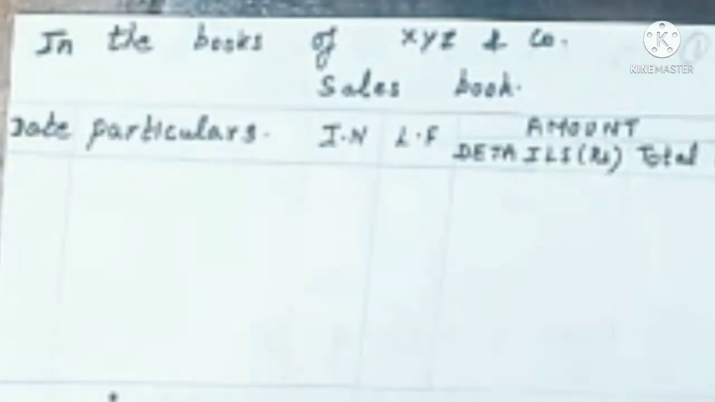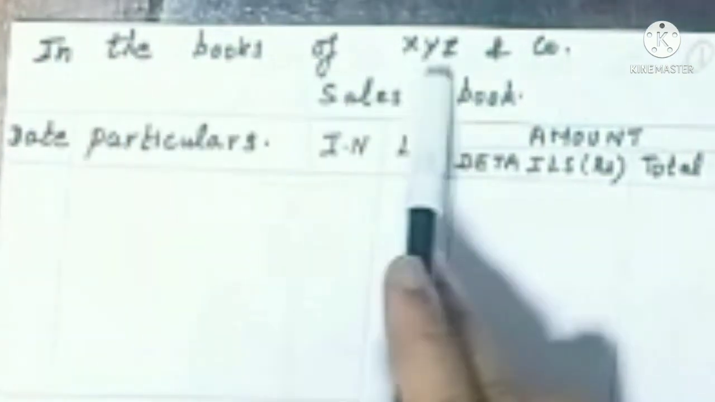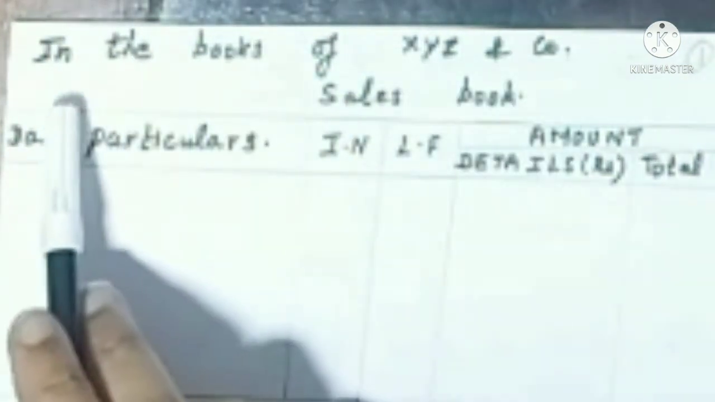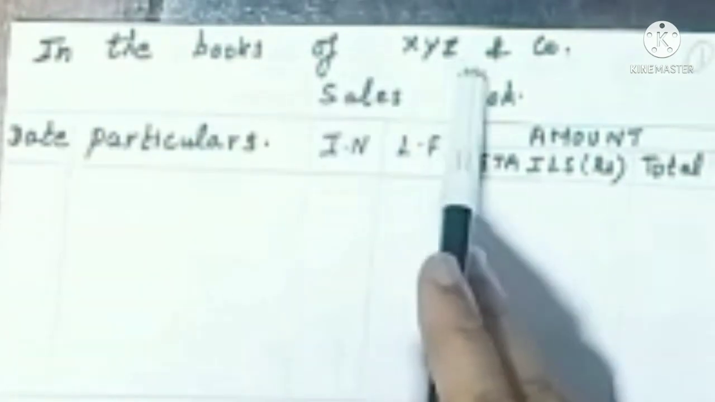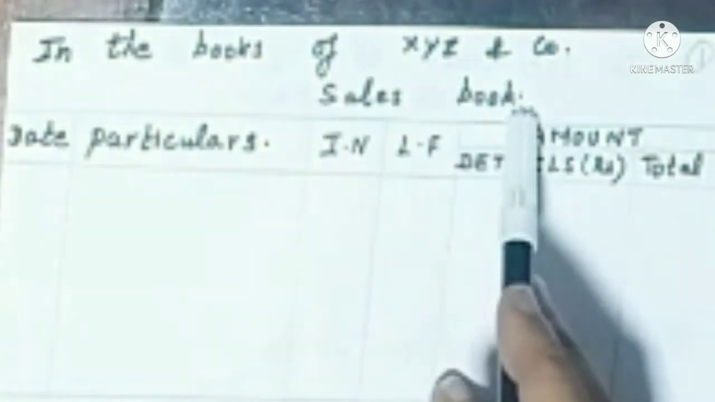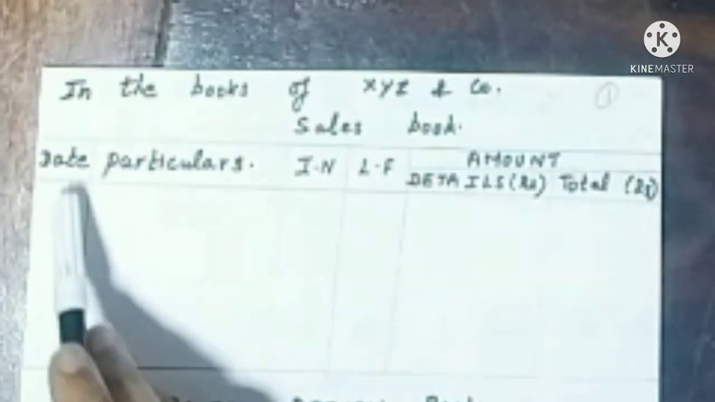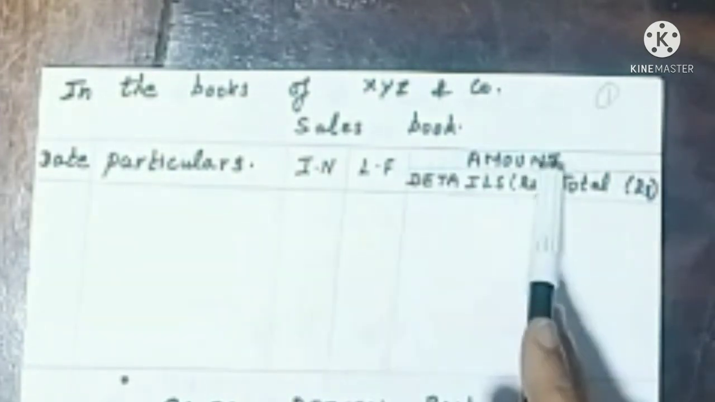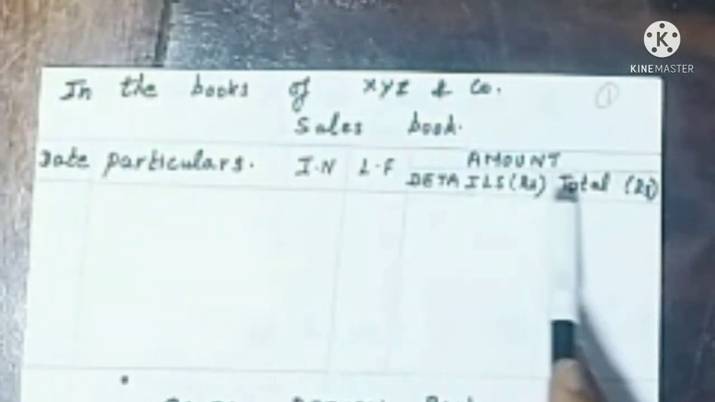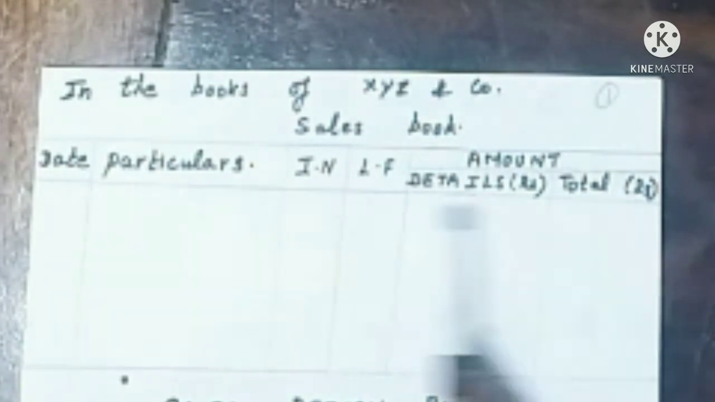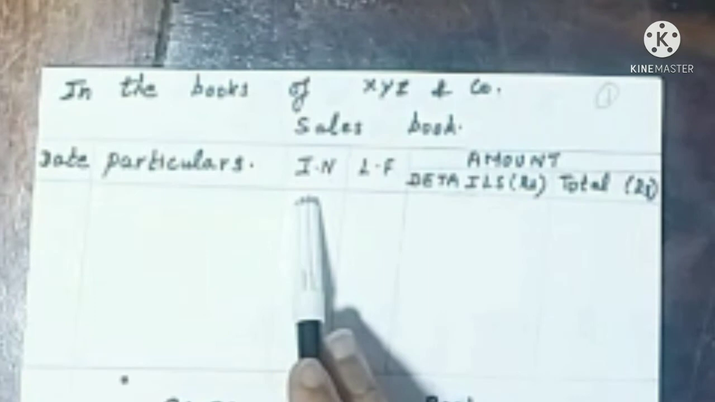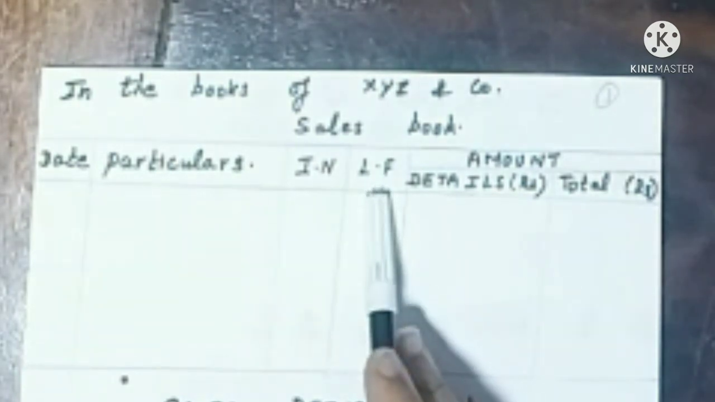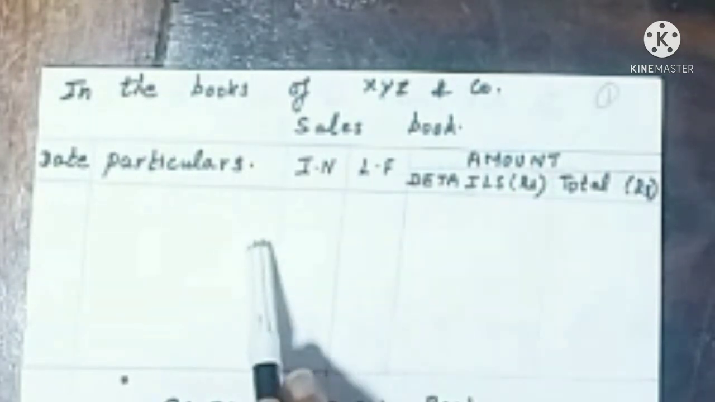Okay, let's see how to prepare subsidiary books in the books of XYZ company. So, we have to write in the books of XYZ and company, sales book. Then we have to write the headings as date, particulars, IN, LF, amount, details, rupees, total, rupees. IN means what? Invoice number. LF means what? Ledger folio. Now let's see what and all has to be recorded in this sales book.